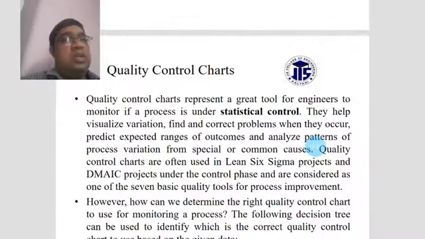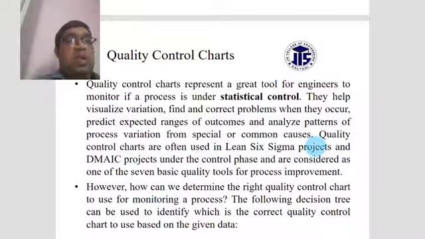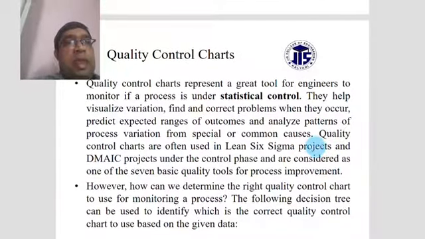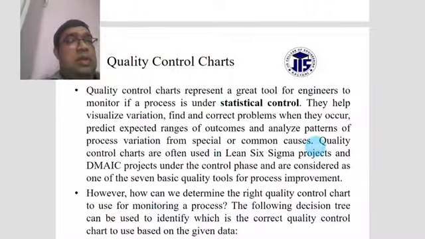Quality control charts represent a great tool for engineers to monitor if a process is under statistical control. They help visualize variations and find and correct problems when they occur.